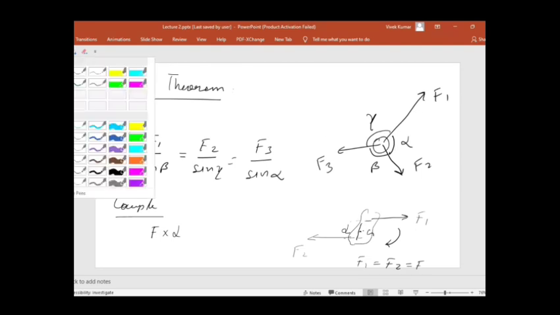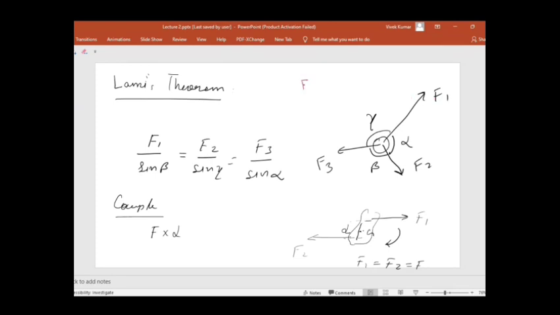So here, suppose the body is in equilibrium under the action of F1, F2 and F3, then F1 force is proportional to sine of the angle between the other two forces. So the angle between the other two forces is beta. So F1 is directly proportional to sine of beta. Right? Similarly, F2 is proportional to sine of gamma. Right? And F3 is proportional to sine of alpha.